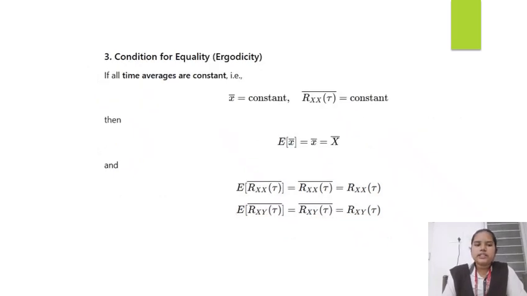And here we see the condition for ergodicity. If all time averages are constant, that is x bar equals a constant, Rxx(tau) bar equals a constant, then E[x bar] equals x bar equals X bar, and E[Rxx(tau) bar] equals Rxx(tau) bar equals Rxx(tau). E[Rxy(tau) bar] equals Rxy(tau) bar equals Rxy(tau).